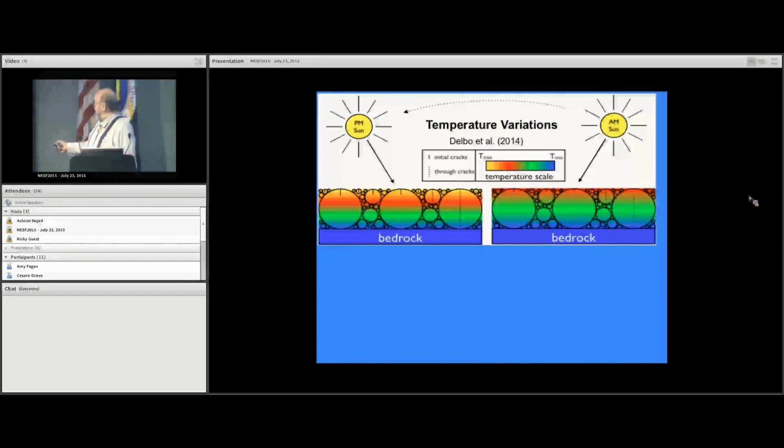See an itty-bitty crack right there in the morning. By the time in the afternoon, it's getting more stress, it gets larger. And this is a concept of what we're doing.